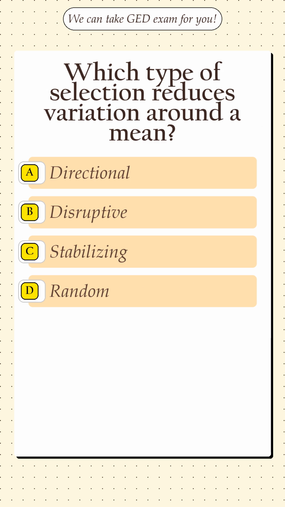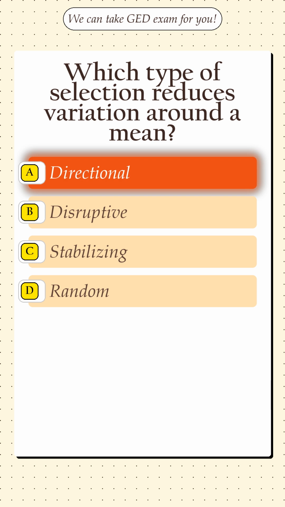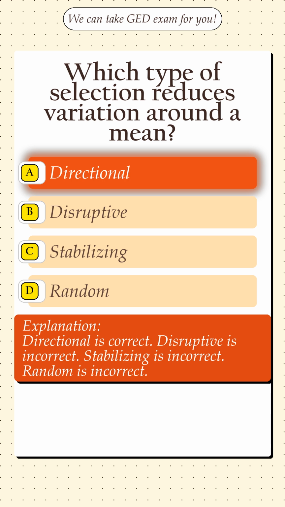Question 19. Which type of selection reduces variation around a mean? Option A, directional. Option B, disruptive. Option C, stabilizing. Option D, random. The correct answer is option A, directional. Directional is correct. Disruptive is incorrect. Stabilizing is incorrect. Random is incorrect.